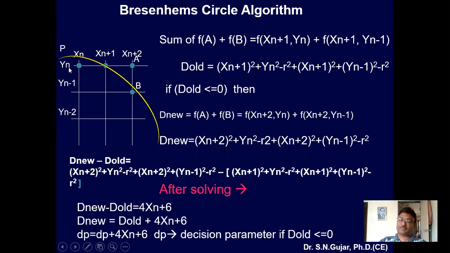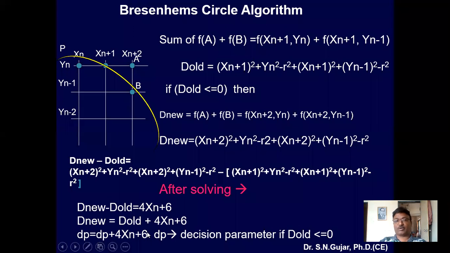So here only you have to increase the x. But suppose I have selected this one, so I have to increase x and y both, and then I have to select this a value become, and this is the b. So d old less than or equal to 0, correct? When I am going to solve it, my next decision parameter is going to come as dp plus 4xn plus 6.